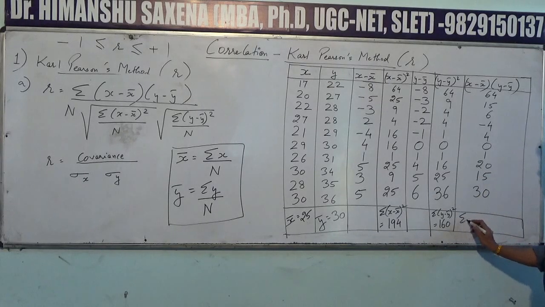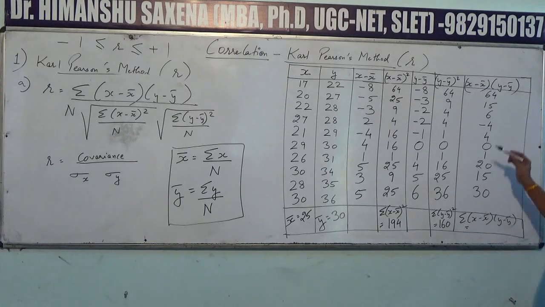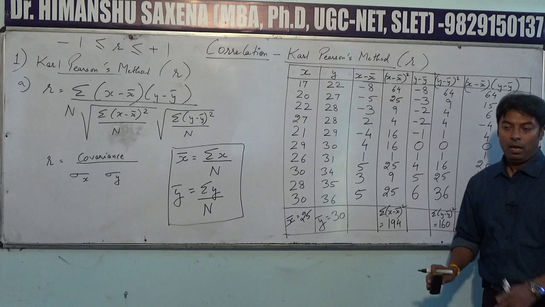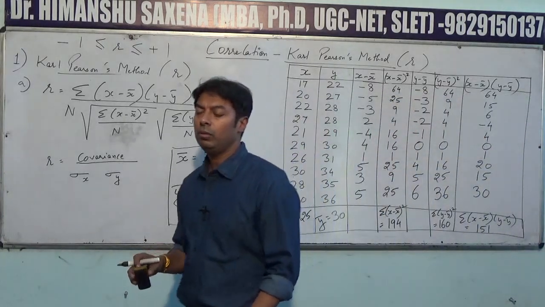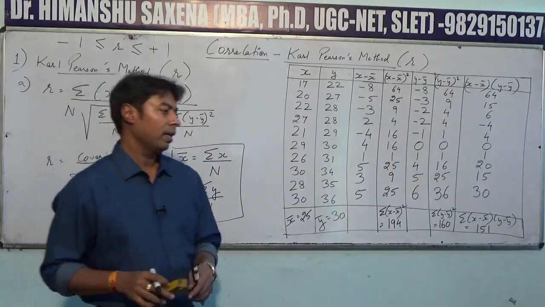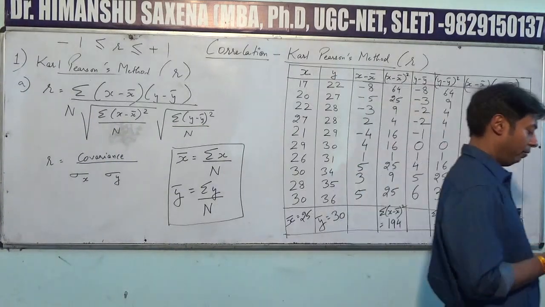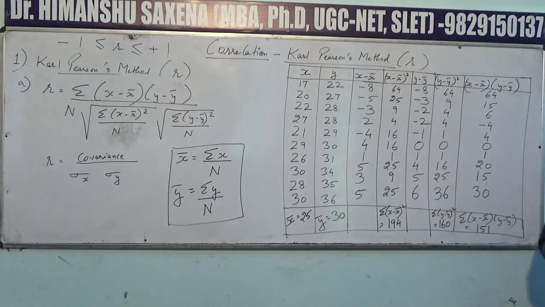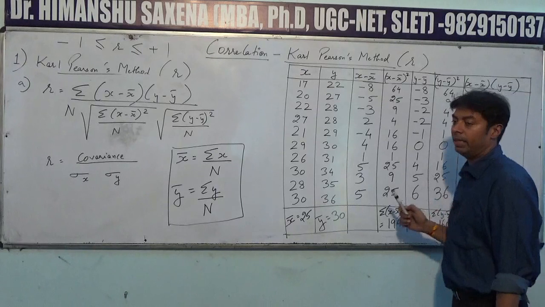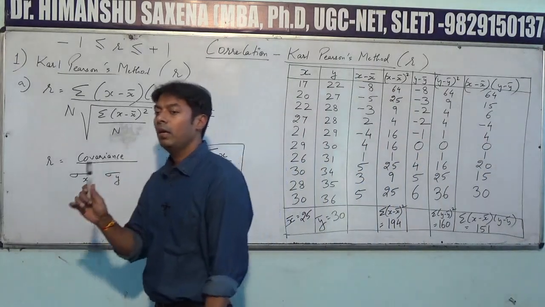So now, summation of x minus x bar multiplied by y minus y bar. Please tell me what is the answer of that. 64, 15, 6, minus 1. That will give you 151. Now please take down all these values: x minus x bar whole square, y minus y bar, then y minus y bar whole square, and ultimately x minus x bar into y minus y bar.